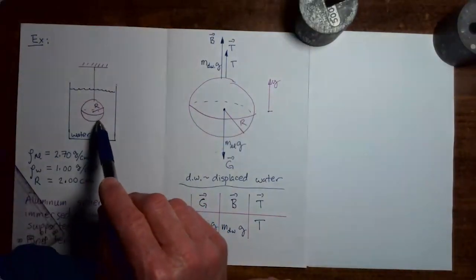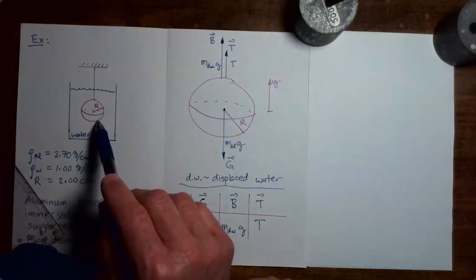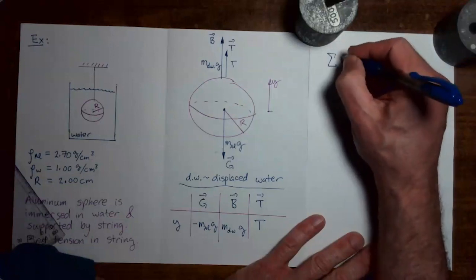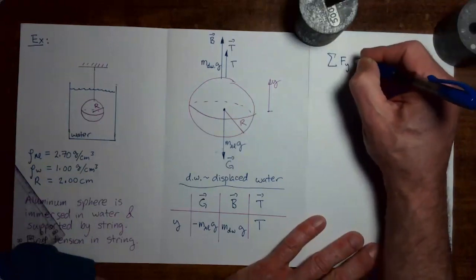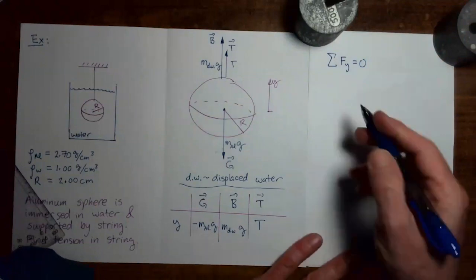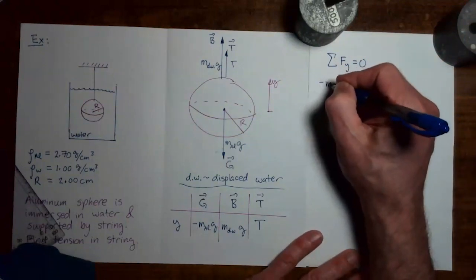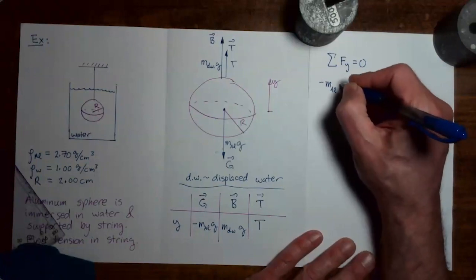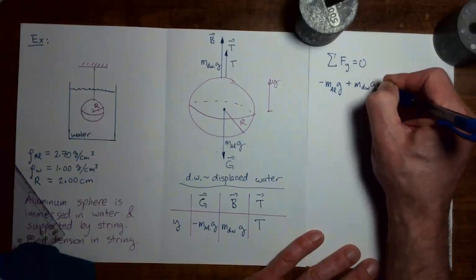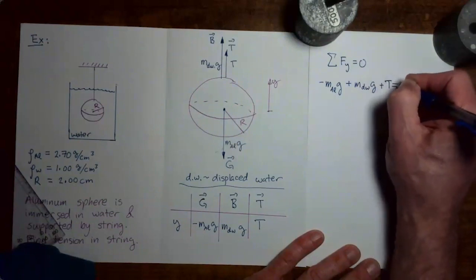Now, the aluminum sphere is just sitting there. It's not going anywhere. It's not accelerating. So we can say that the sum of the y components of the forces acting on the sphere is 0. So let's just add up the y components now. We have minus the mass of the aluminum times little g, plus the mass of the displaced water times little g, plus tension equals 0.